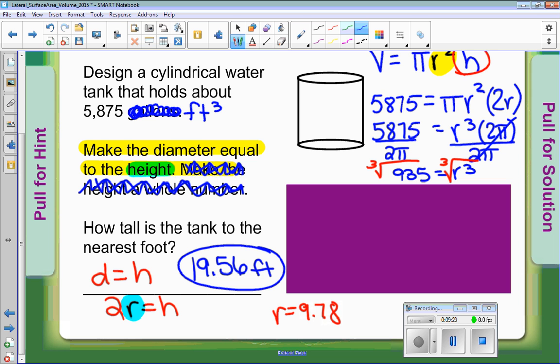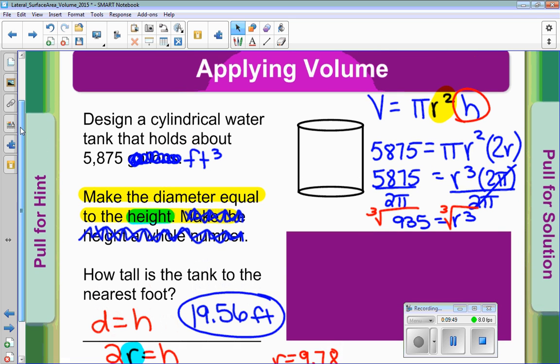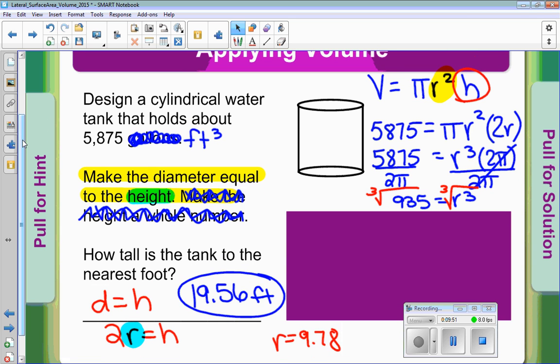If you want the radius and the height to be a whole number, why don't you use it? I don't. I crossed it out. But if you wanted to, you could round. Right. I could round. But in real life, that doesn't ever happen. Okay? So let's be real life about it. In real life, things don't always work out evenly. 19.56 is realistic.